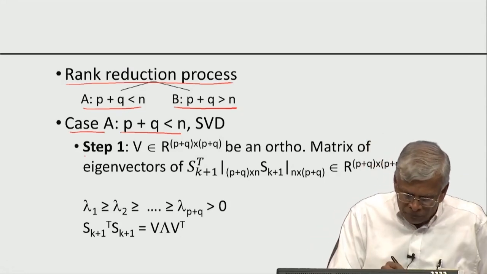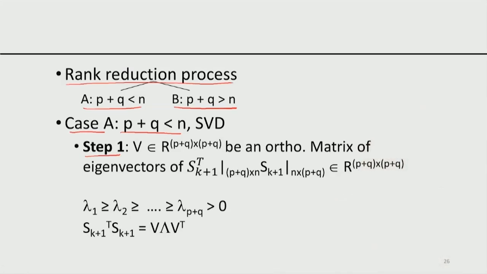So what is step one? The step one is: we already have a matrix which is n by n plus p plus q. Let V be this matrix, an orthonormal matrix of eigenvectors of S_{k+1} times S_{k+1} transpose. We are essentially doing the same singular value decomposition.